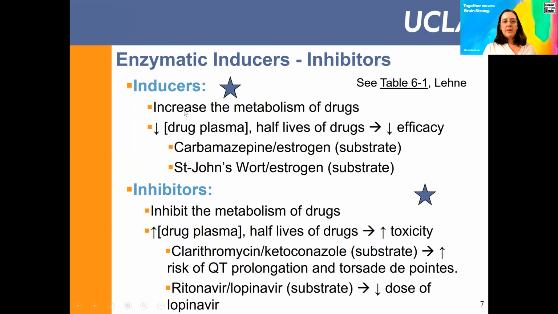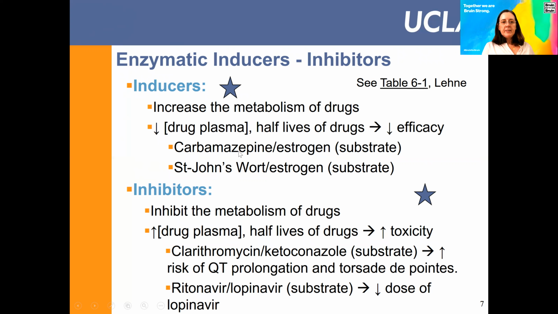So that would be the inducer, which is A, is going to reduce the concentration of drug B and therefore reduce the half-life, so the time that drug B remains in the body. And of course, it's going to reduce the efficacy of drug B. So here is some example, which is carbamazepine and estrogen.